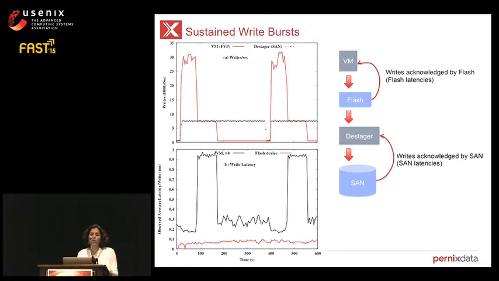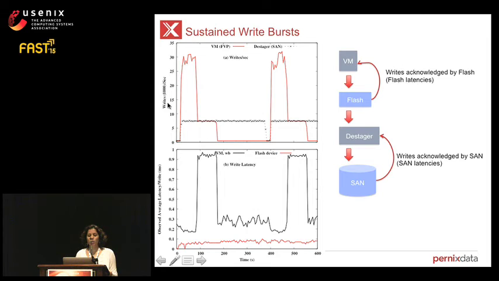Next we talk about how flow control triggers and how it works. In order to do this, we have a write workload. We have a VM that is issuing sustained writes. So the VM issues writes to flash, and the VM sees flash latencies because it is acknowledged once flash has absorbed the write. The writes that are on flash are then grouped or batched by the Dstager, and the Dstager then issues them to SAN. So the Dstager experiences SAN latencies.